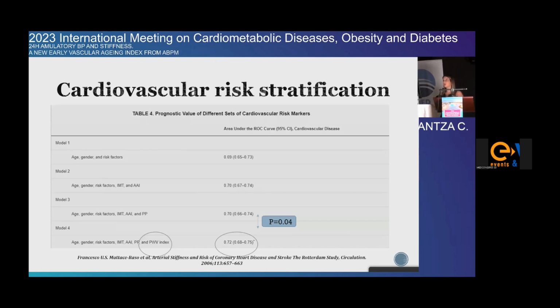Even in total cardiovascular risk stratification in patients with other health problems, you can see that in model 1, age, gender, and other cardiovascular risk factors such as diabetes and hypertension may predict cardiovascular risk, and the area under the ROC curve is 0.69 for this model. But when we add other tissue biomarkers such as the IMT or pulse pressure, the area under the ROC curve increases. But when we add in the last model the pulse wave velocity index, then we have the best area under the ROC for the prognostic value of cardiovascular risk.